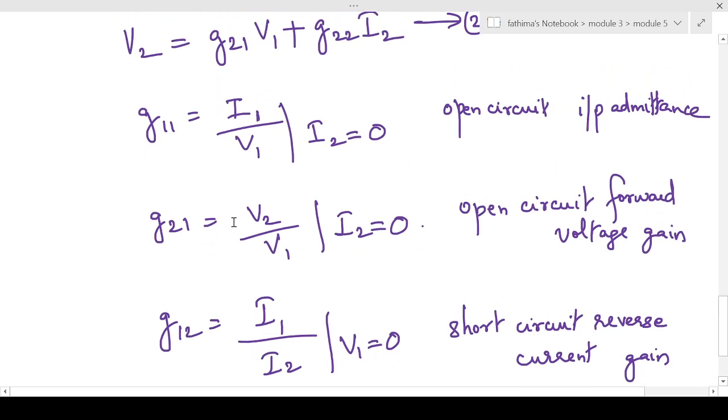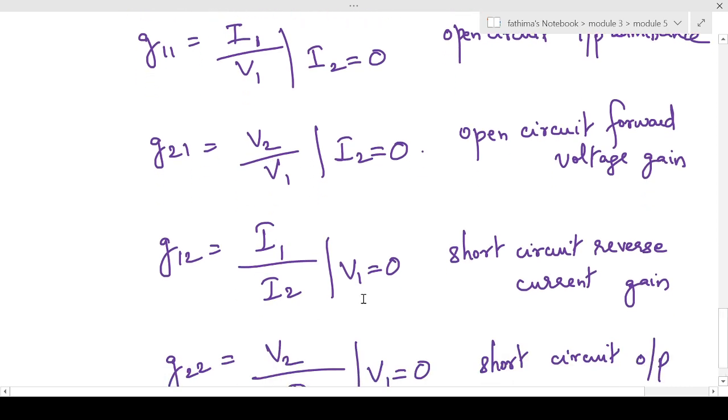So G11 is I1 by V1 with I2 is equal to 0. So it is the open circuit input admittance. G21 is V2 by V1 with I2 is equal to 0. So it is the open circuit forward voltage gain. G12 is I1 by I2 with V1 is equal to 0. So we have short circuit at the input port. So it is the current gain, I1 by I2. So it is the short circuit reverse current gain.